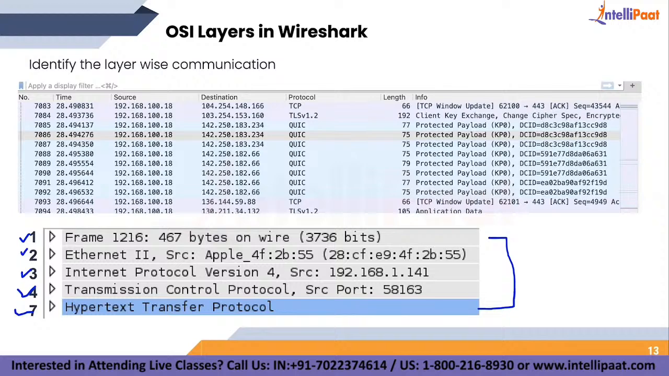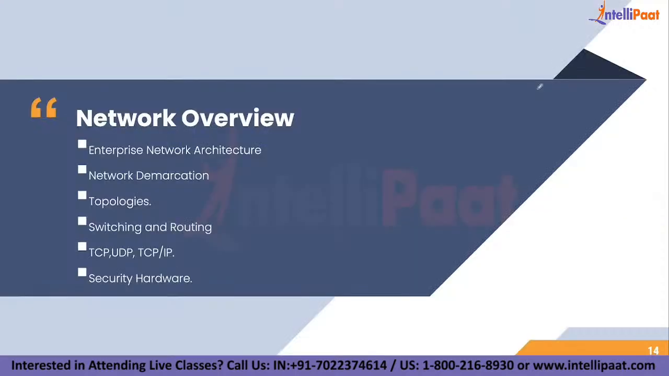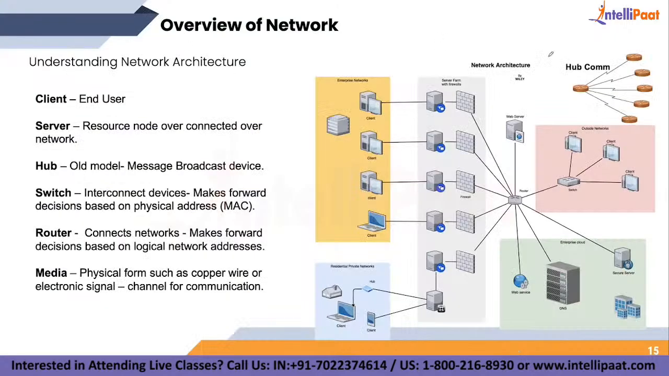Are we clear on this? Any questions? So how would enterprise network architecture and network demarcation go on? How do the topologies, switching and routing take place? And what are TCP, UDP, TCP/IP and the network security hardware? When you look at the overview of security, this is how the network architecture would look.